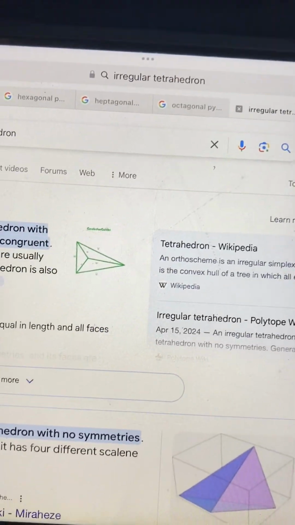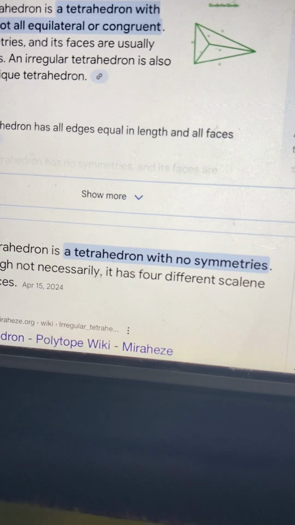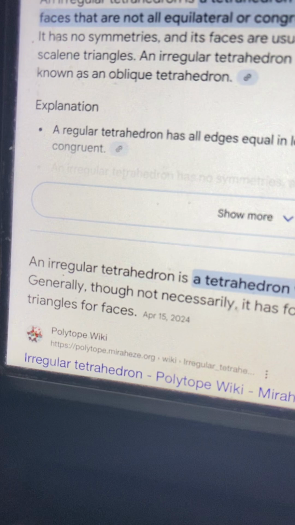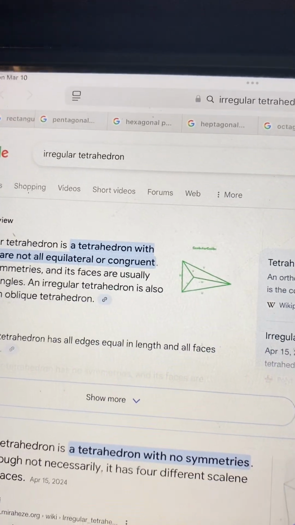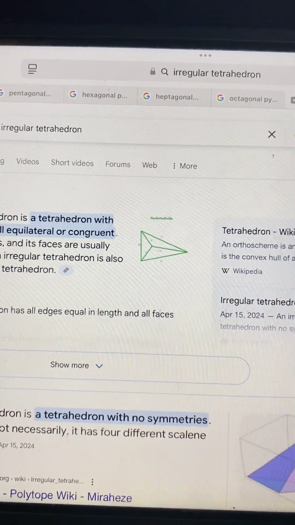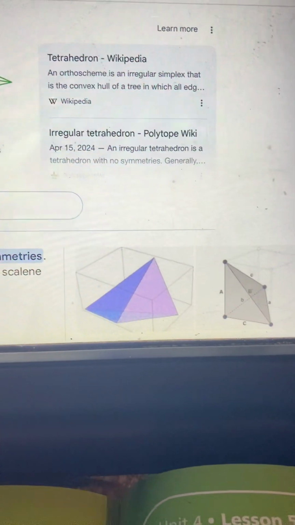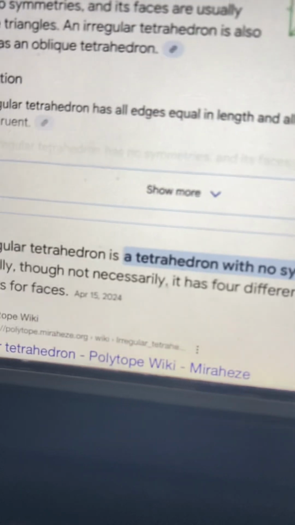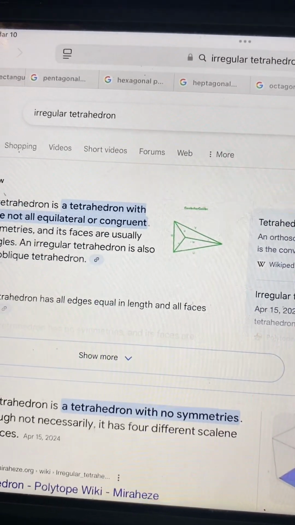I know it's very difficult to understand, but it should be simple enough. So simply, the irregular tetrahedron has no symmetries. But a regular tetrahedron does, because it has equilateral triangles. A scalene triangle does not have a line of symmetry, because all of its sides are different. So an irregular tetrahedron is a tetrahedron with no symmetries. So, yeah, the tetrahedron is a very cool shape.